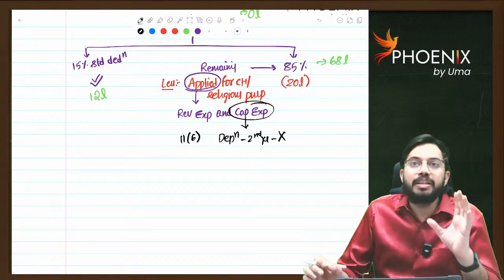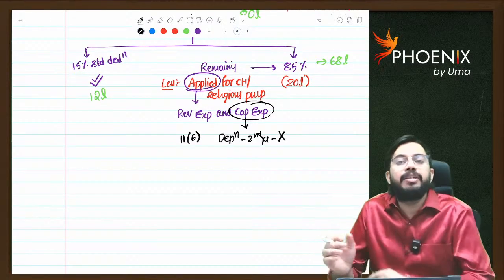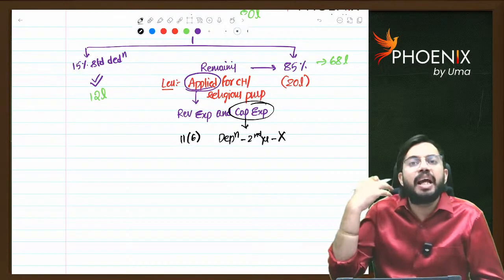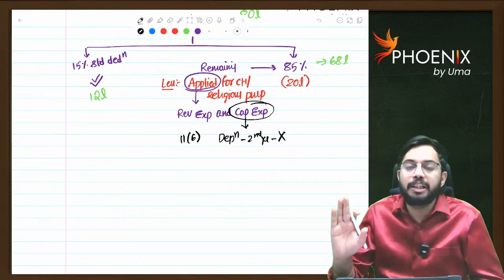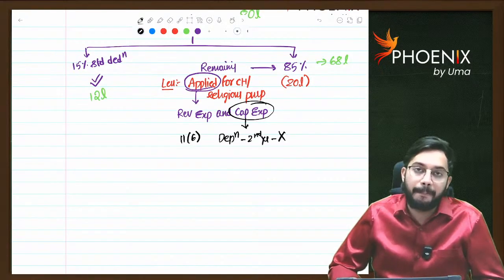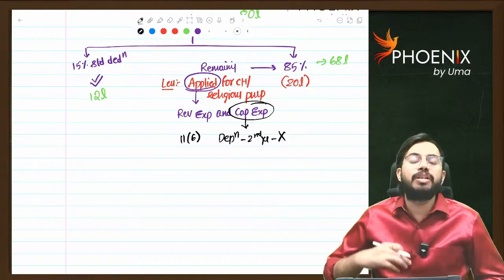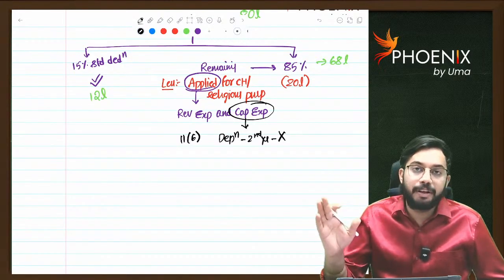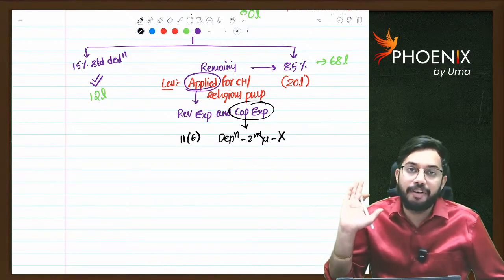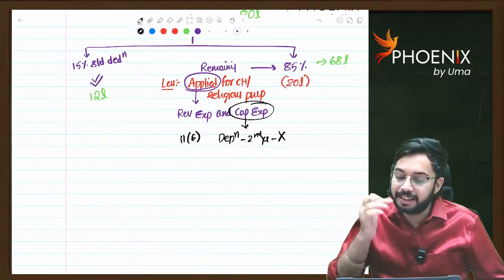So the thing is, whatever amount you have applied for charitable or religious purpose, the entire amount, whether it is revenue or capital expenditure, is treated as applied. But if you claim capital expenditure as applied, depreciation on such capital expenditure is not eligible for deduction from the second year onwards as per section 11(6).